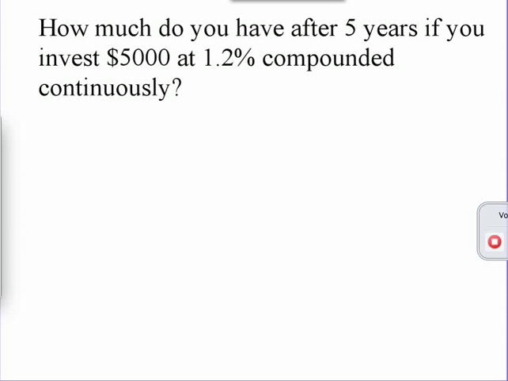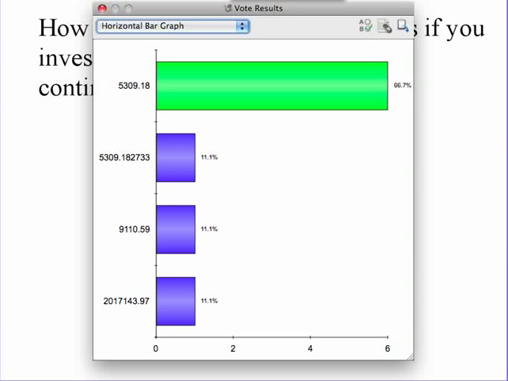So go ahead and enter your answer in. So now you can see, this one I didn't have the variation pulled in, so this answer here, 5,309.182733, that would still be acceptable.